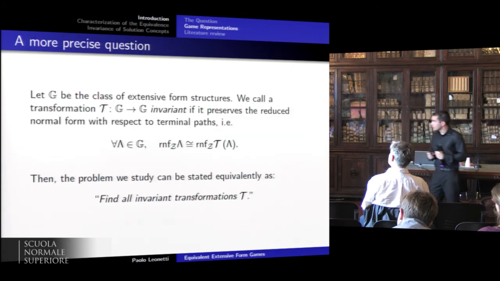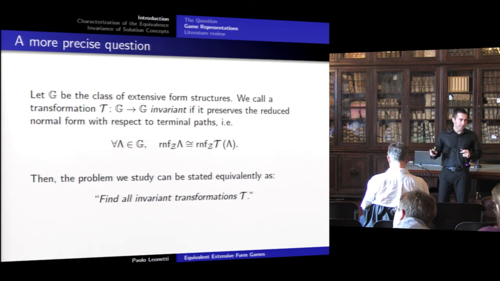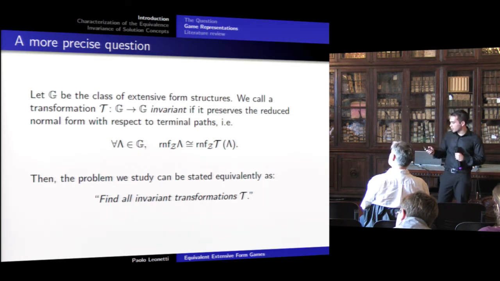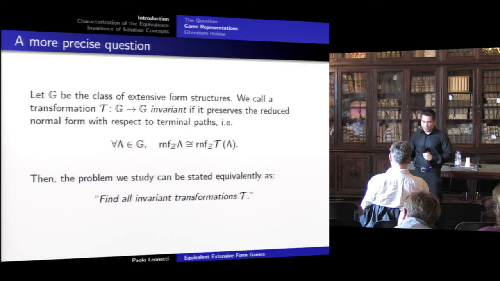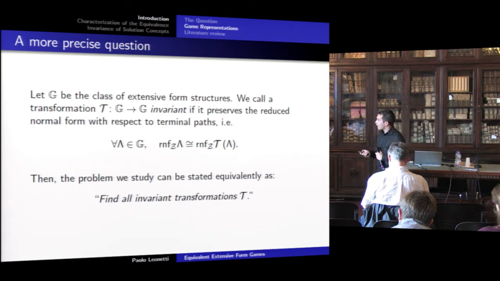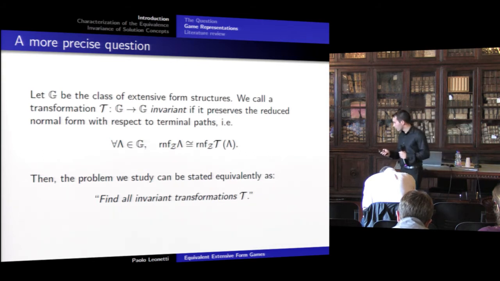Okay. Now the question is, when two game structures with different extensive forms have two reduced normal forms that are isomorphic, that means up to relabeling of players and actions, they have the same reduced normal form with respect to terminal paths. And here we say with respect to terminal paths because in literature, usually, the normal form and the reduced normal form are taken with respect to consequences or directly with the utility function, it depends. A way to characterize this kind of equivalence is to find all transformations of game structures that bring one into another if and only if they share the same reduced normal form.